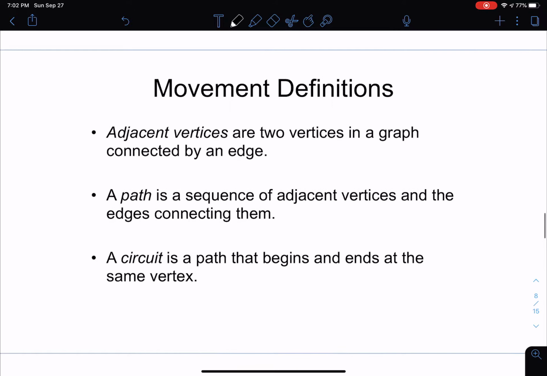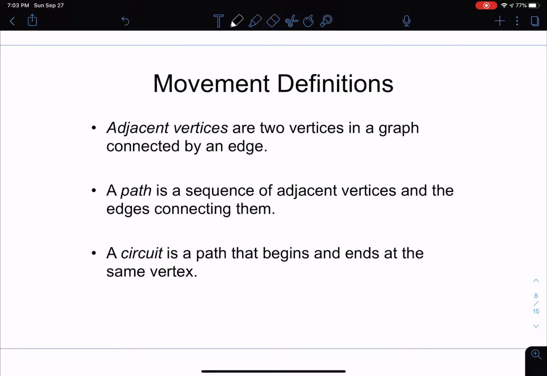All right, and as I briefly mentioned a few minutes ago, we don't have to just look at these graphs as static pictures. We can start thinking about what if we dropped an ant on there and had the ant move along the graph, moving from vertex to vertex only along the edges. And they have to stay on that same edge until they get to a new vertex. You can't switch edges until you are at a vertex. Adjacent vertices are two vertices in a graph connected by an edge. So when I talked about edge AB earlier, A and B are adjacent vertices because they're connected by edge AB.